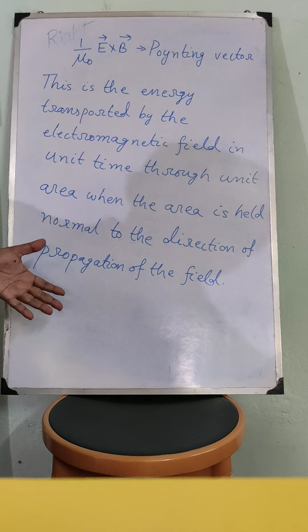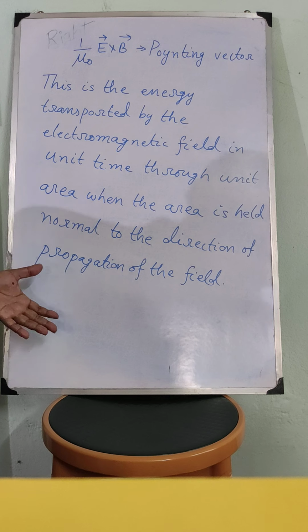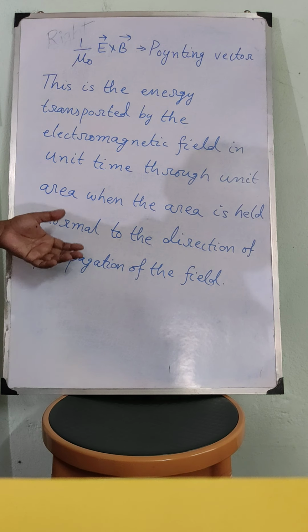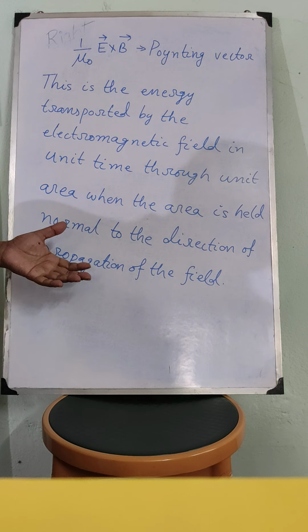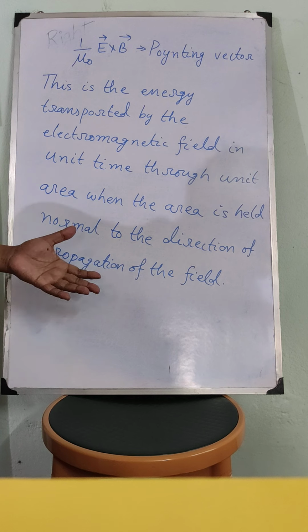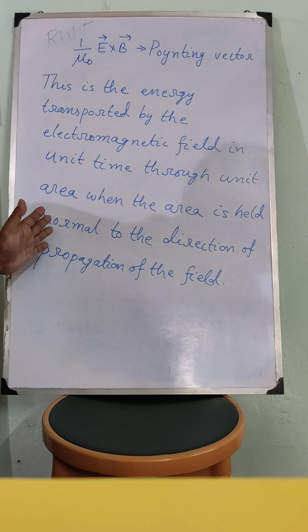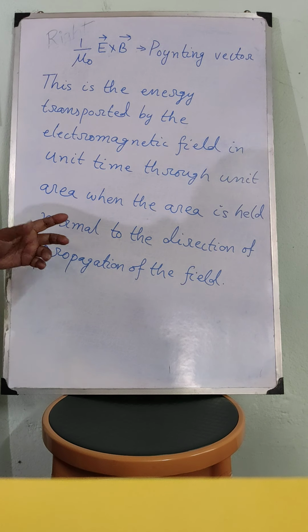Poynting's theorem states that the rate of work done by the electromagnetic field on the charges in volume V is equal to the rate of decrease of the energy stored in the electromagnetic field in volume V minus the rate at which the energy is carried away by the electromagnetic field across the surface S, where S is the boundary surface of the volume V. So that is Poynting's theorem.